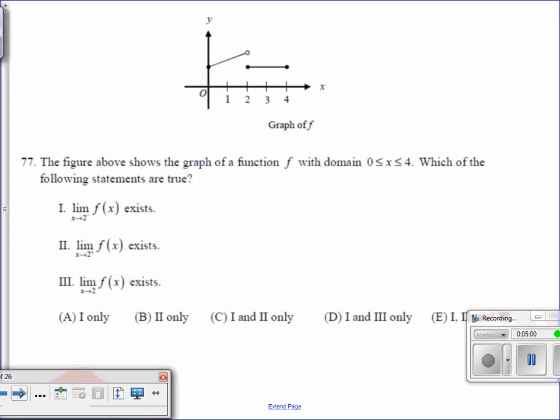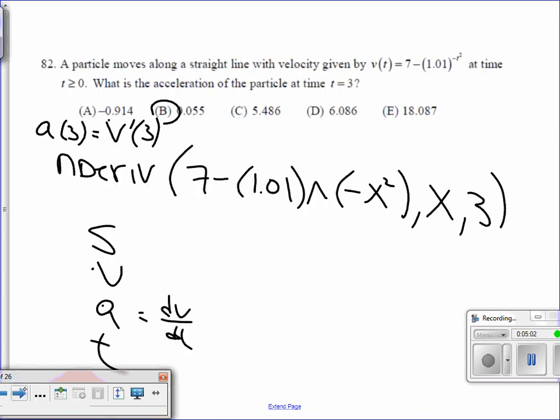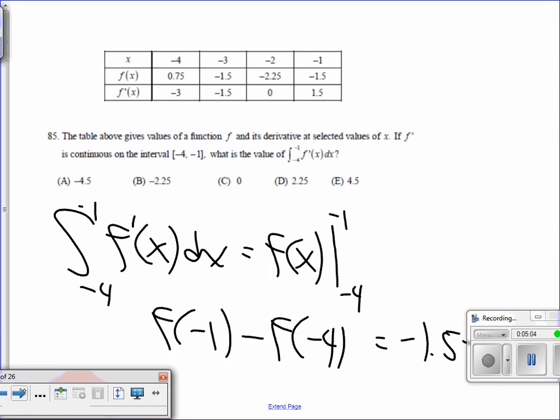All right, so 85, is that scary? Okay. So in question 85, they give us a little chart here of values. And they ask us for the definite integral from -4 to -1 of f prime of x. So the first step to evaluate a definite integral is to take the antiderivative.